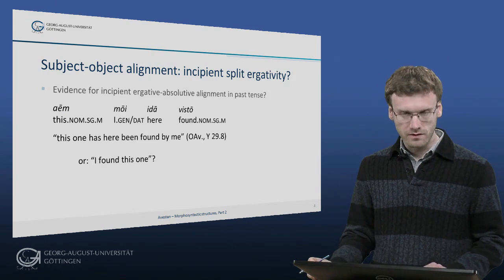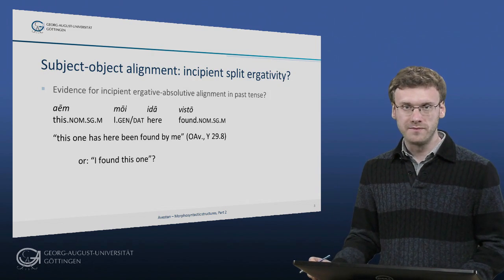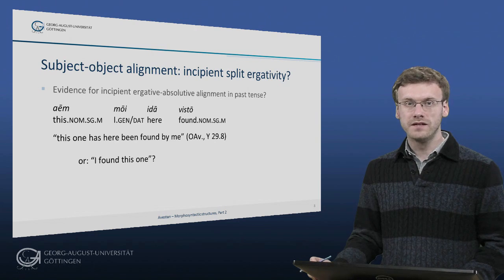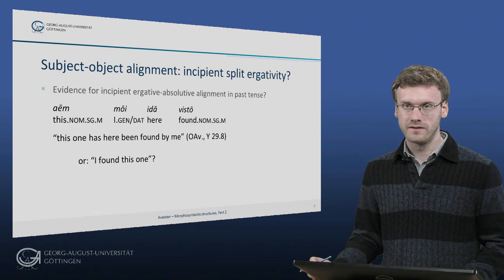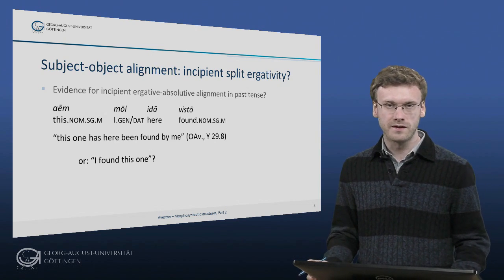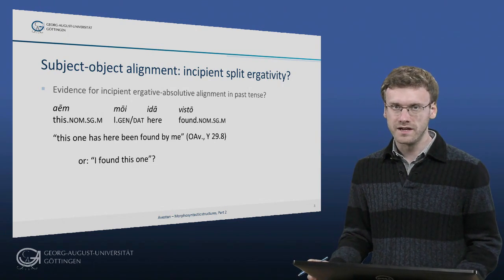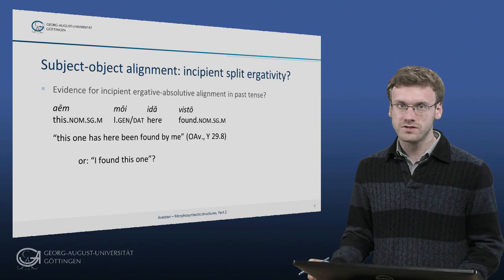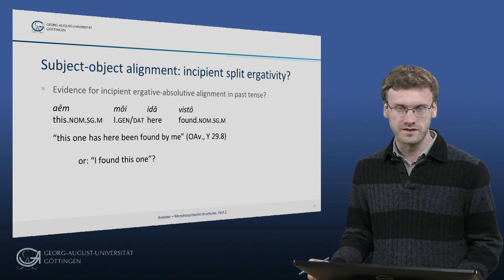As mentioned before, subject-object alignment in Avestan is overwhelmingly of the nominative-accusative type. Yet in light of a trend towards ergativity in the past tense in later Iranian languages, it is a matter of debate whether certain passages in Avestan should be interpreted as anticipating such a development.